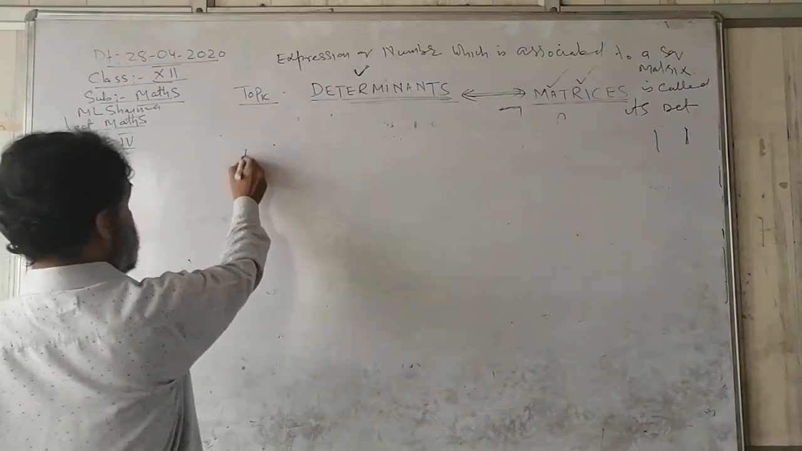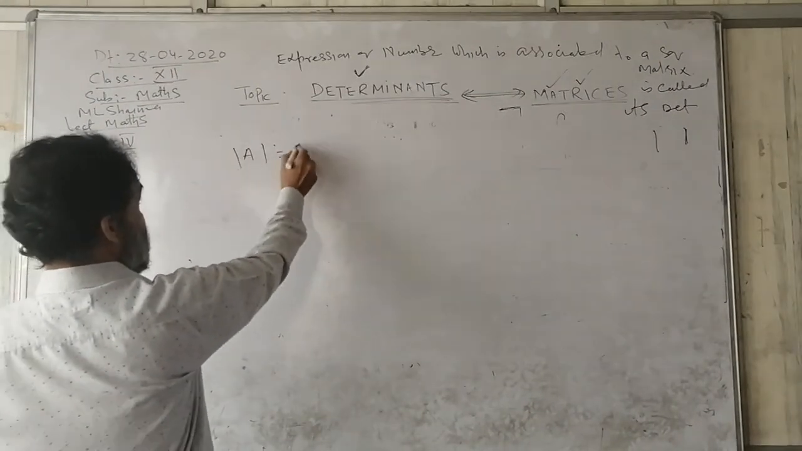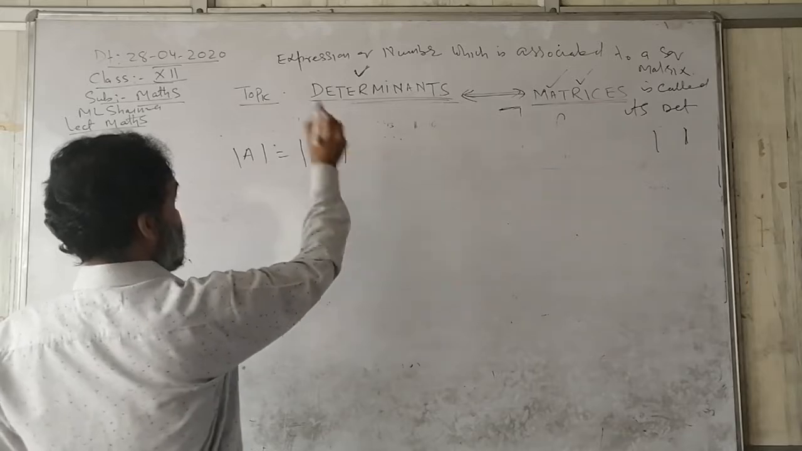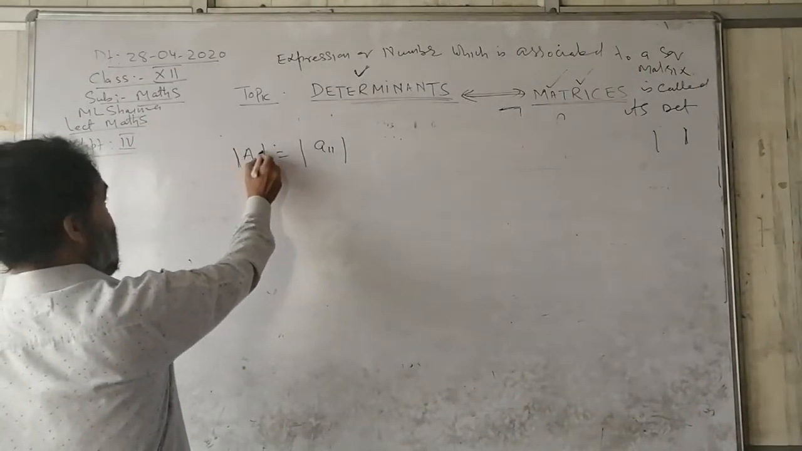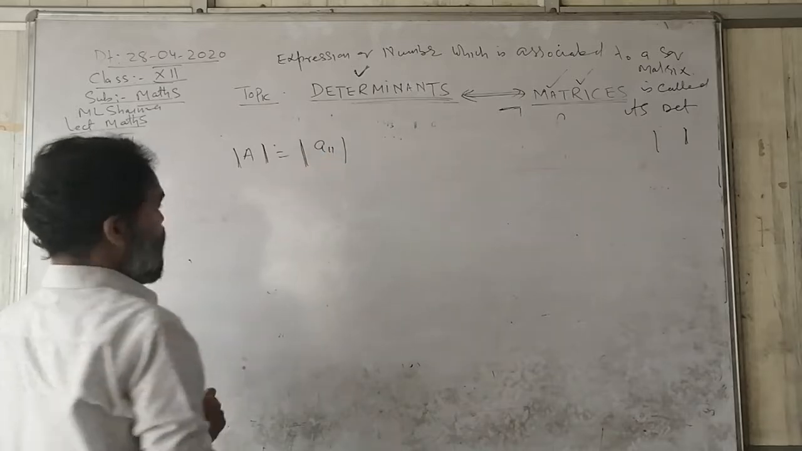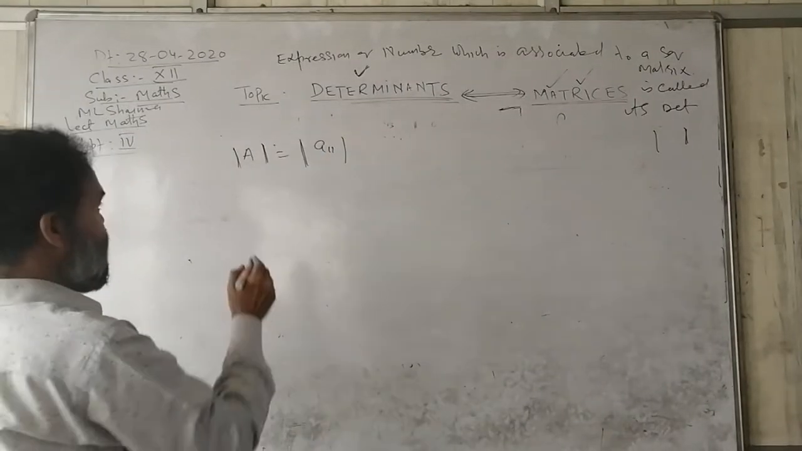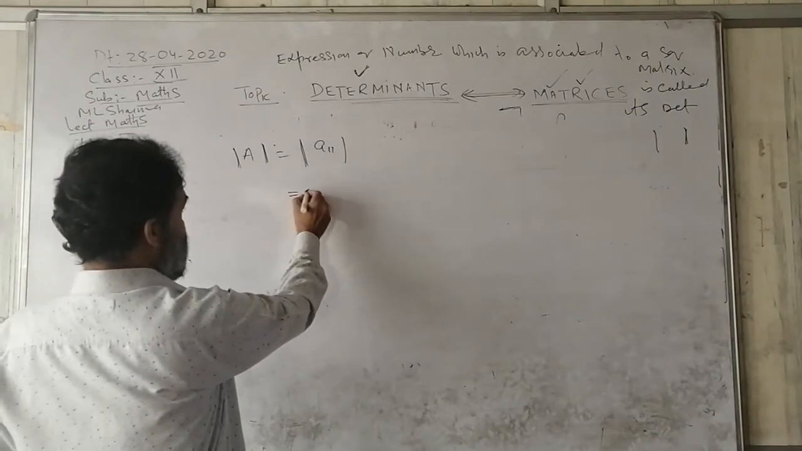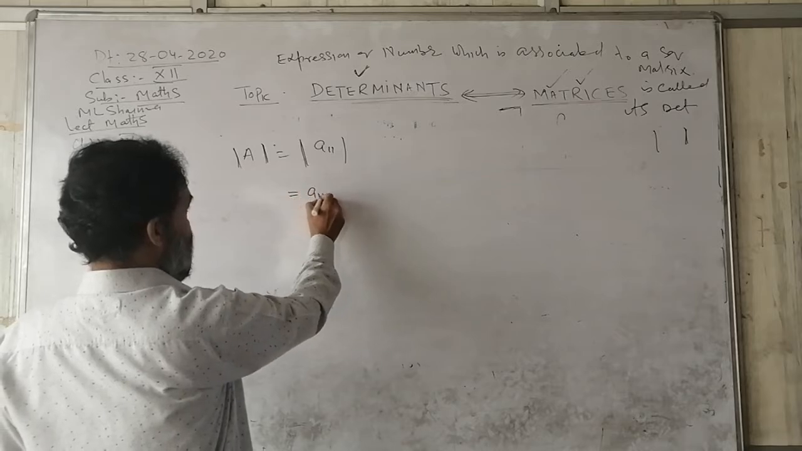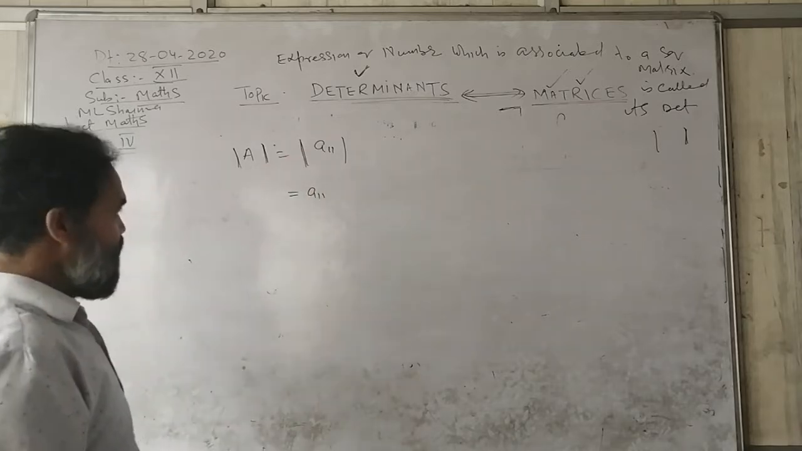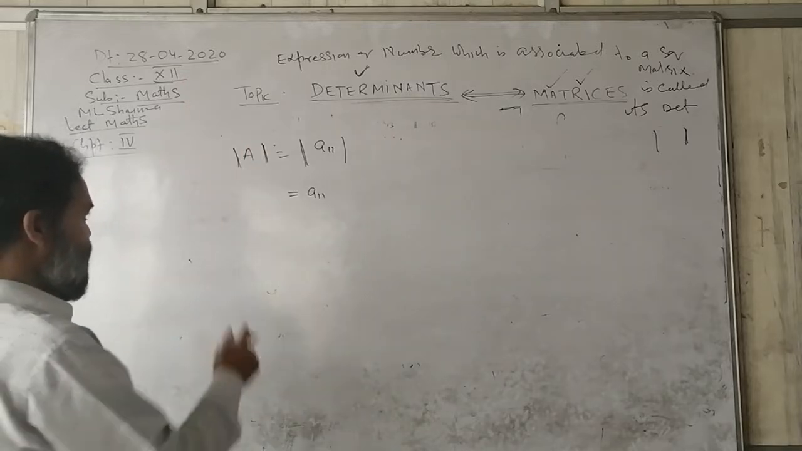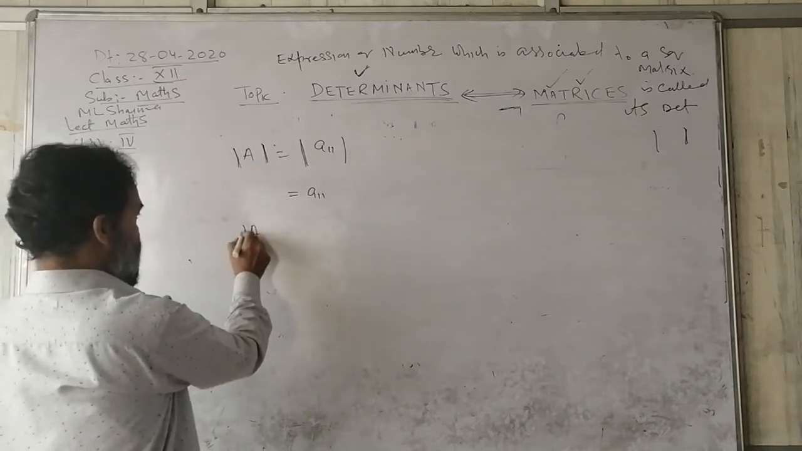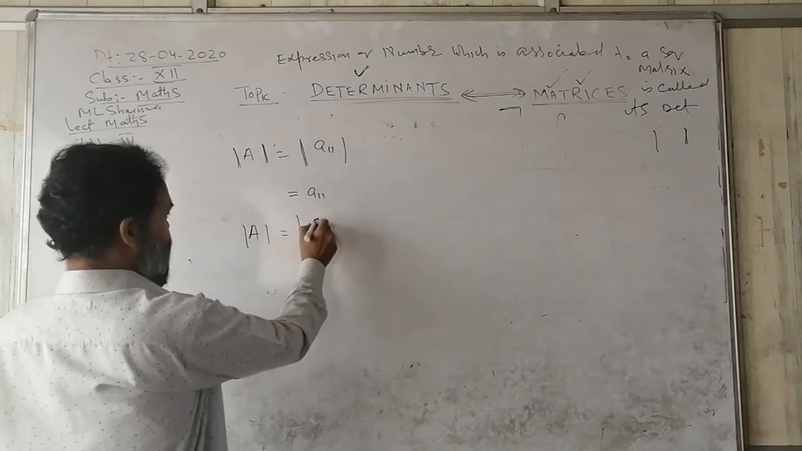So let us say I have a matrix. So this matrix, this determinant is of order 1. Now if I have to expand this determinant, its value will be A11. A11 indicates this element is in the first row and in the first column.